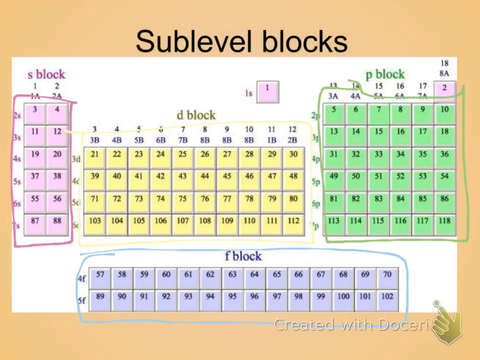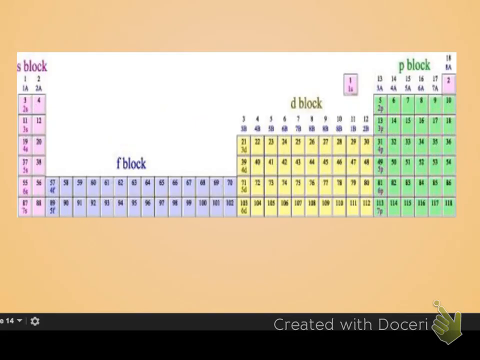You can color them any way you want. Yeah, you add an electron. So you go 1s1, 1s2, 2s1, 2s2, 2p1, 2p2, 2p3, 2p4, 2p5.